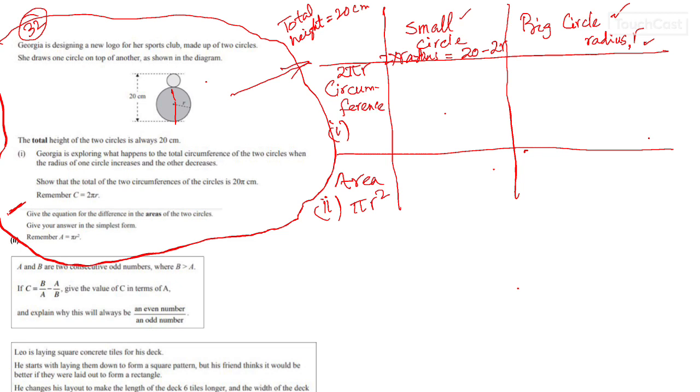So this would be the second section, right? Okay, show that the total of the two circumference of the circle, if we add those two circumference, is 2 pi. So that's a kind of proof. I should have made another column, which is the total column. So that would make my life easier, right? For the small one, the circumference is 2 pi.